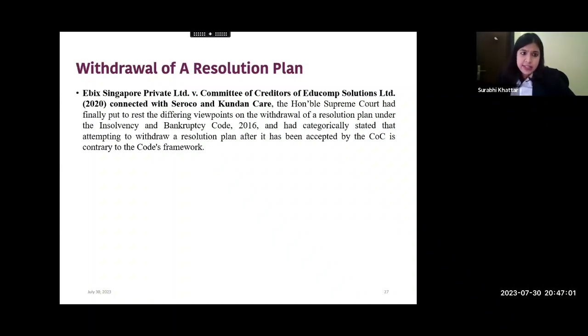There are several cases in which resolution applicants, after the approval of the COC, create issues in implementation of the plan or attempt to withdraw from the plan. So this judgment settled that position, that a resolution applicant is not allowed to withdraw from the resolution plan once it is approved by the COC.